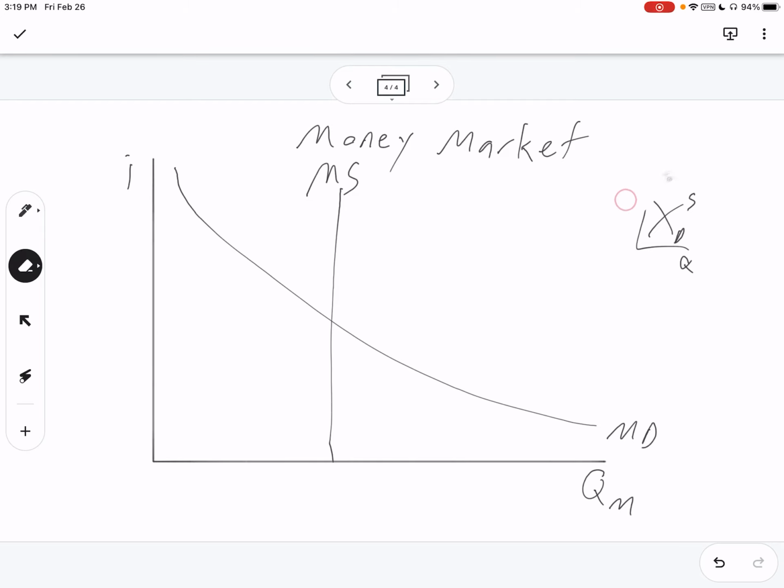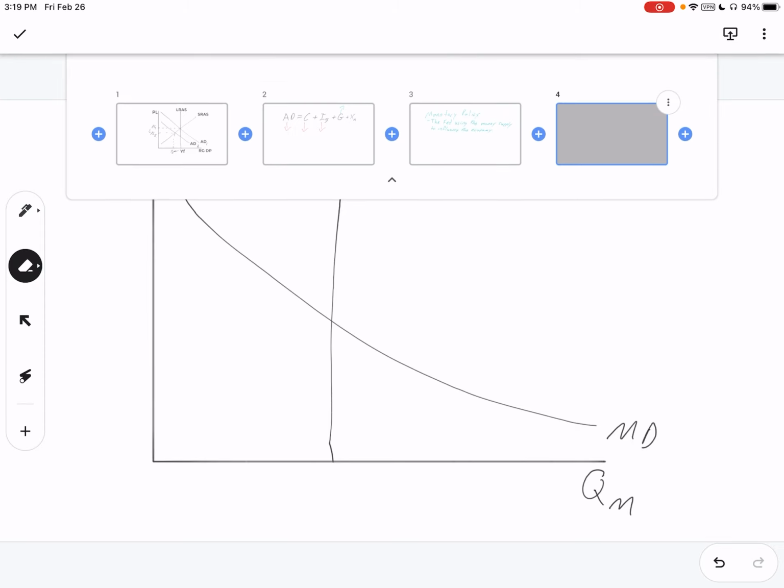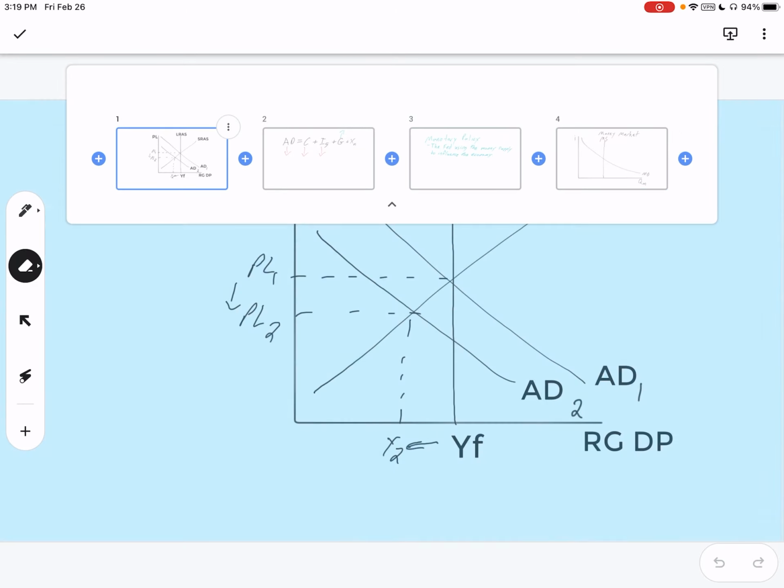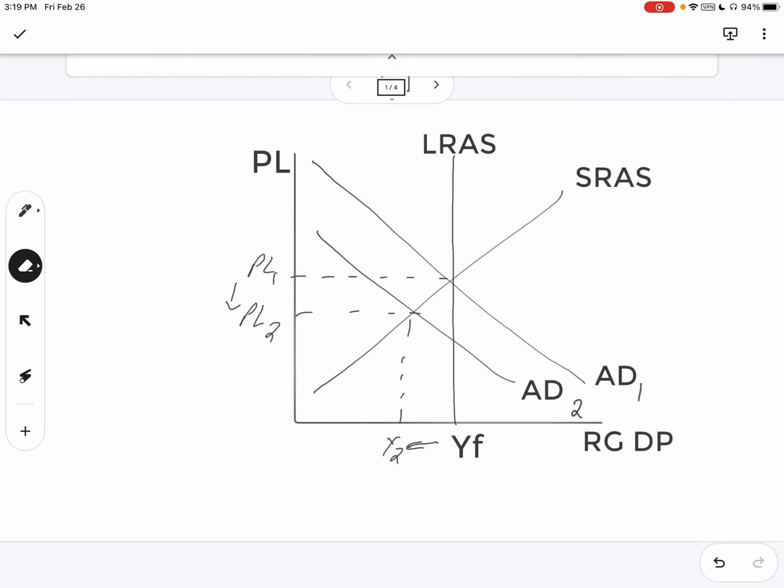All right. So what we have here is, let's say that we are in our recession. We're in this recession scenario. Price levels have gone down. Output has decreased. Also, we're not making as much stuff as what we used to be.